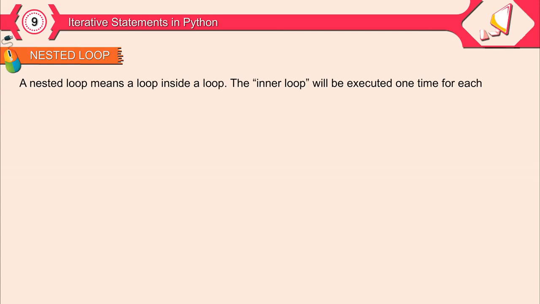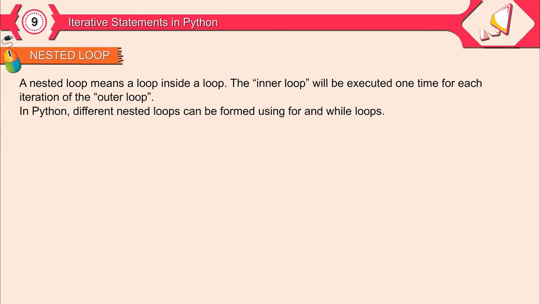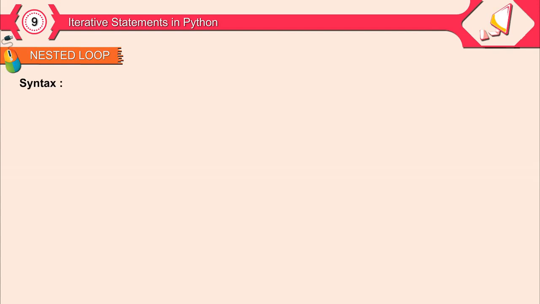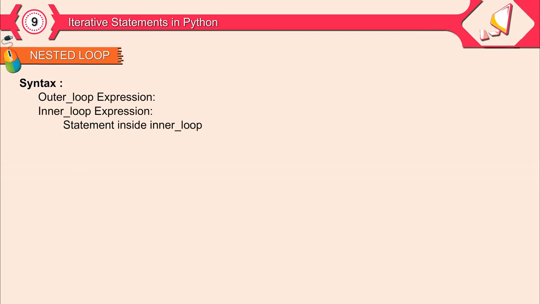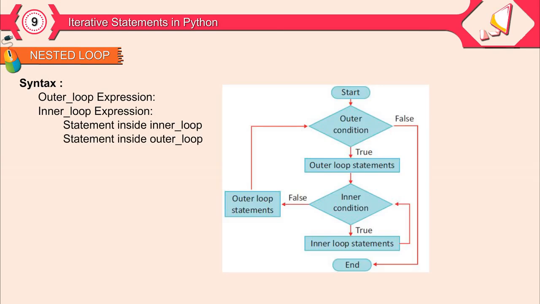Nested loop. A nested loop means a loop inside a loop. The inner loop will be executed one time for each iteration of the outer loop. In Python, different nested loops can be formed using for and while loops. Syntax: outer loop expression, inner loop expression. Statement inside inner loop, statement inside outer loop. Start: outer condition, true, outer loop statements, inner condition, true, inner loop statements, end. False: outer loop statements, false.